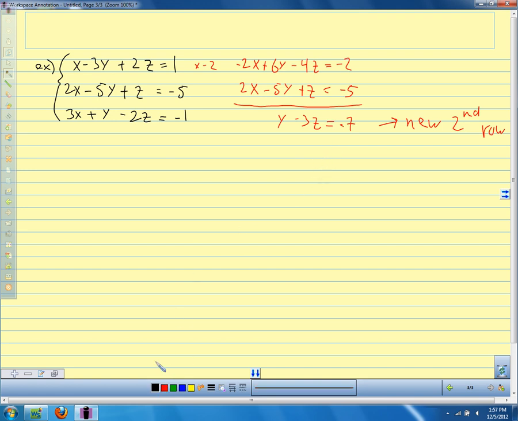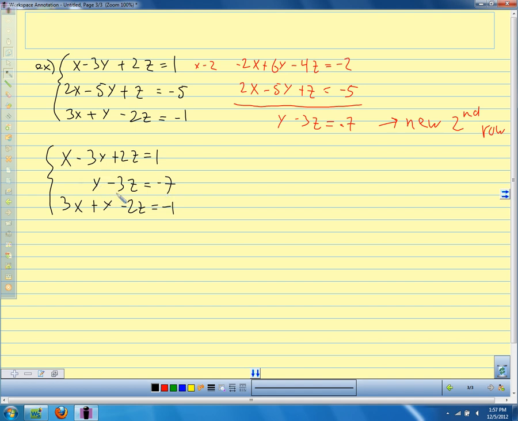So now I'm going to rewrite my system here. x minus 3y plus 2z equals 1. I wanted to leave that row alone. This is my new second row: y minus 3z equals negative 7. And my third row is 3x plus y minus 2z equals negative 1. So that's my new system. I just perform my row operation and replace my second row.